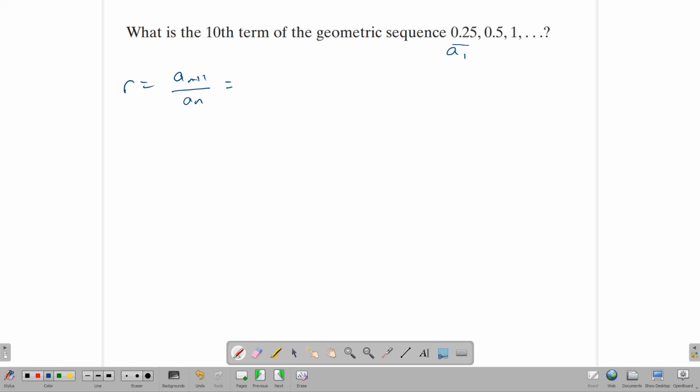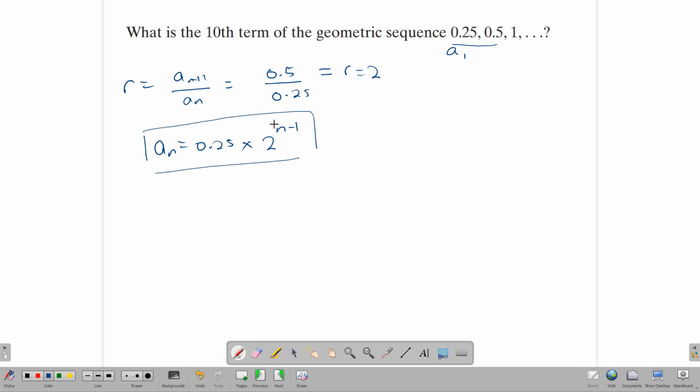And remember, r is equal to An plus 1 divided by An. And so we can use these two terms, 0.5 divided by 0.25. And doing that division there tells us that r is 2. And so the general form of our sequence would be An is equal to 0.25 times 2 to the n minus 1.